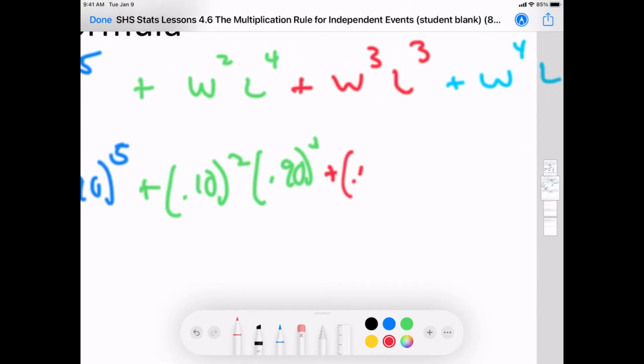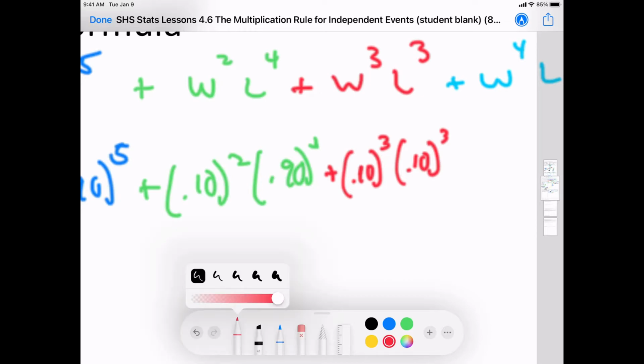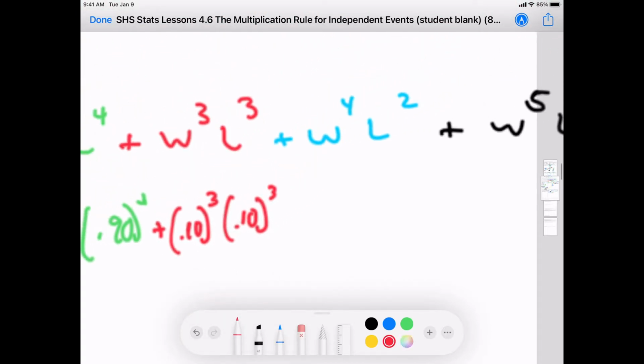Plus winning is 0.10 to the 3rd power, and losing would be 0.10 to the 3rd power. And then, because again, each of these have at least one W, one winner. Small mistake. Did you see it? Let's write that again. 0.90. And this one is 0.90 to the 2nd power.